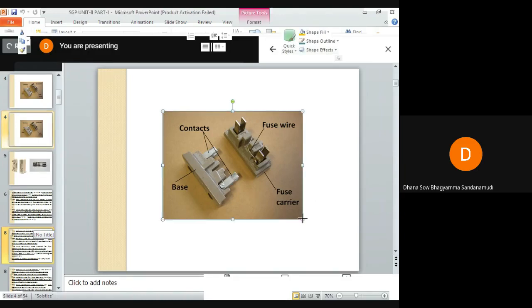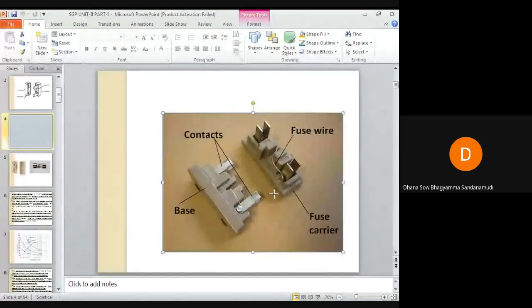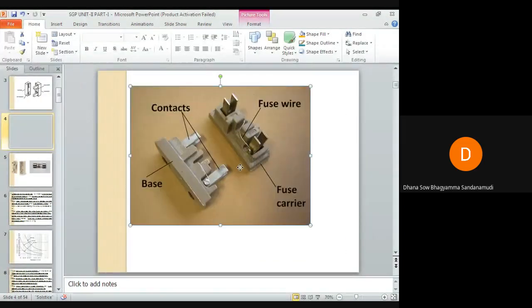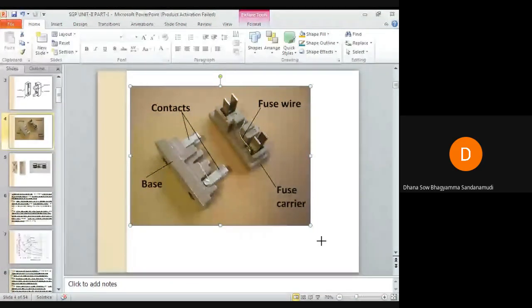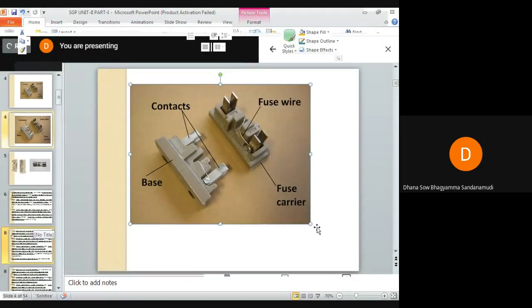If you want, I can expand this image so that it is... it is not expanding. Okay, no. If you observe here, you can see a fusing element here.